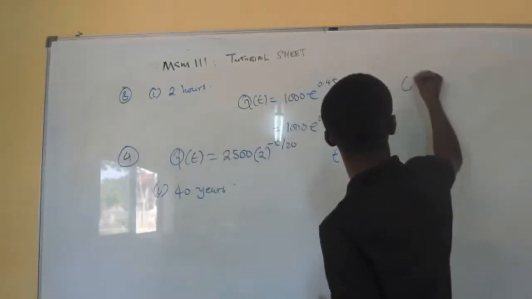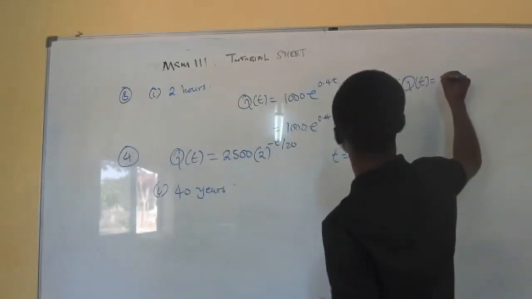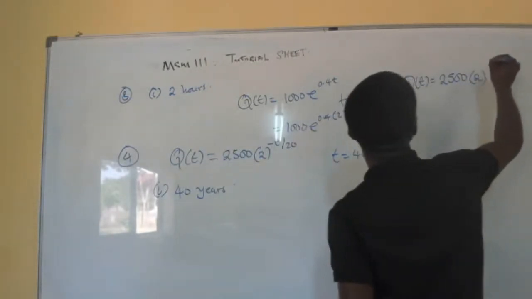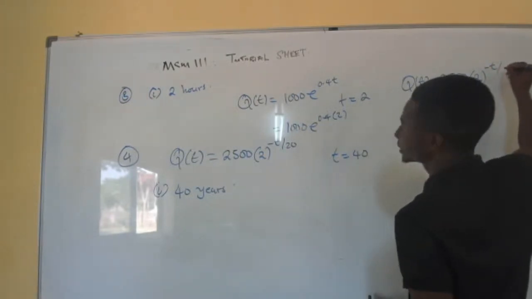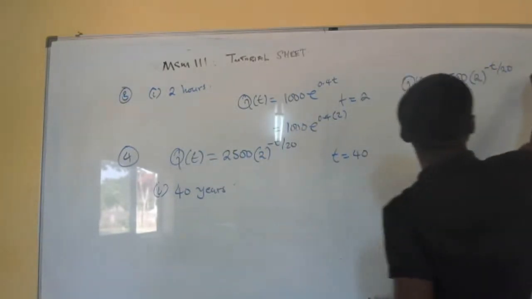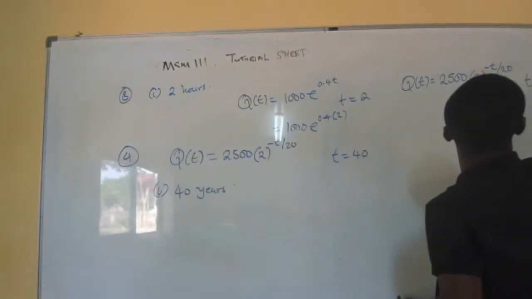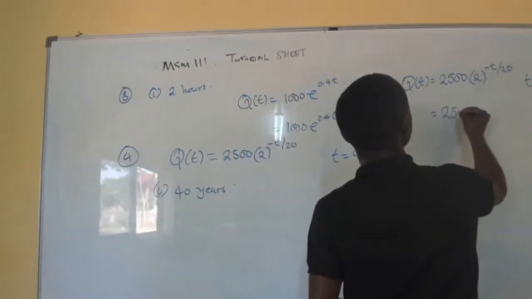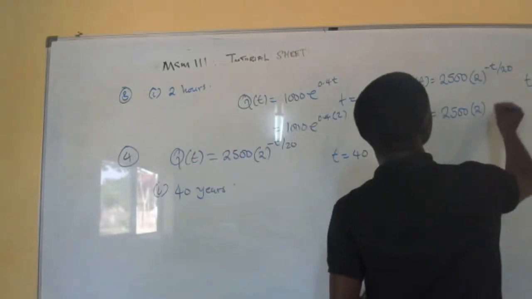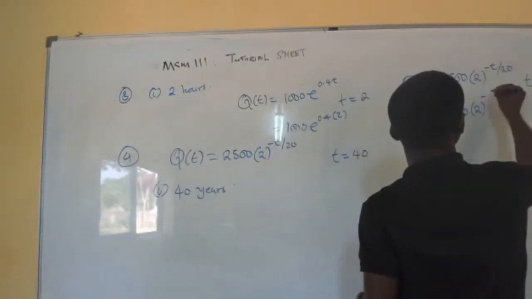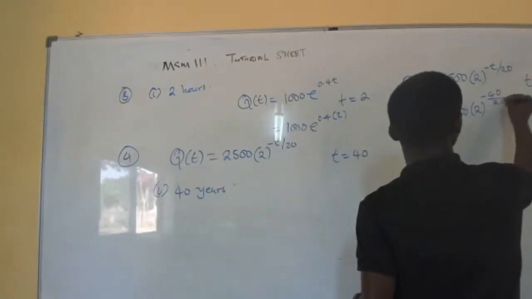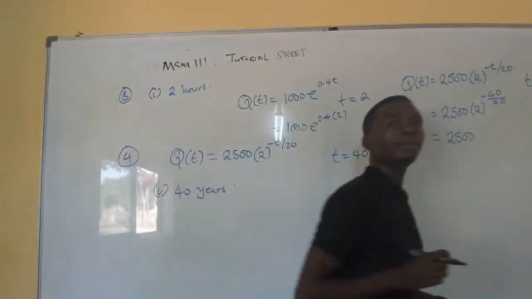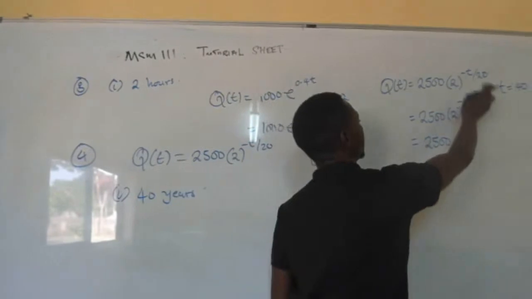And we have Q of t equal to 2500 times 2 to the power t over 20. So now we are saying t is equal to 40. Let's substitute and see what we're going to get. So we have 2500 times 2 to the power, what is t? T is 40. You say 40 over 20. So we have 2500.